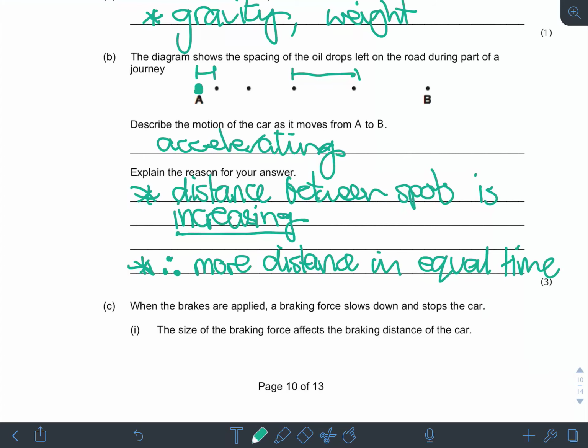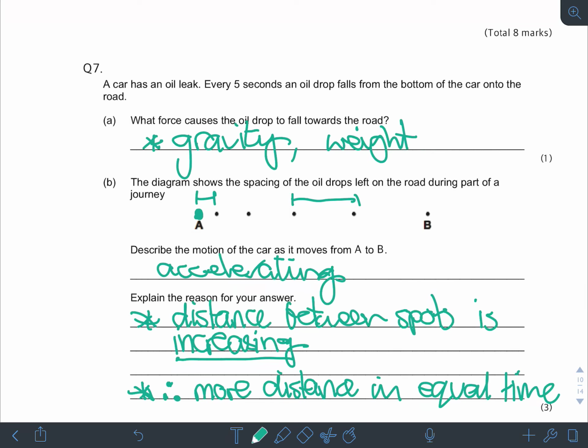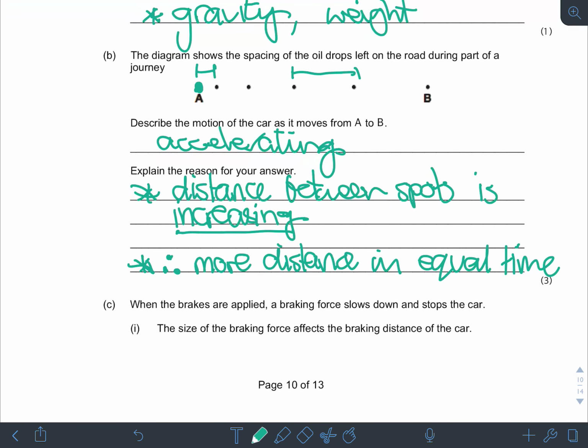So, remember what it says. It says every 5 seconds. So that means the time between each of these dots is the same, right? You've got to make that last point. Okay, that's the only bit. Most people missed that third point because you didn't quite tell the whole story. Yeah, accelerating. Yes, it's accelerating.